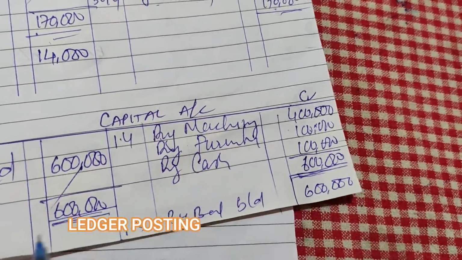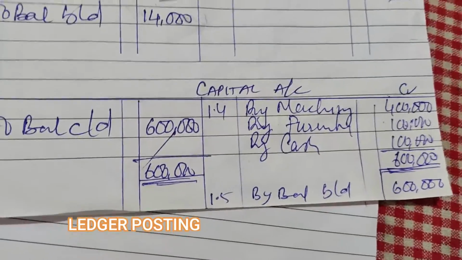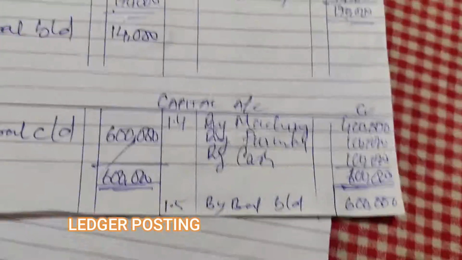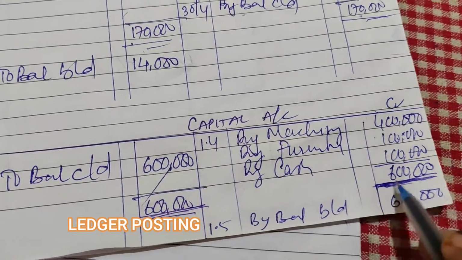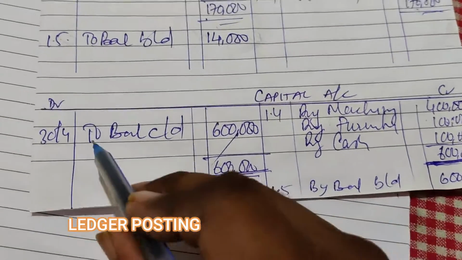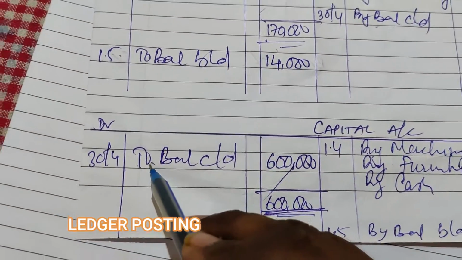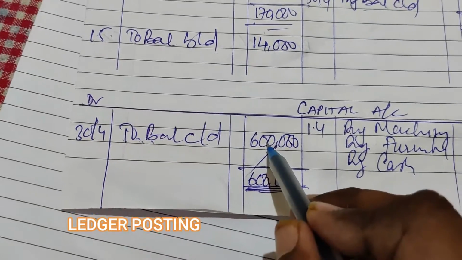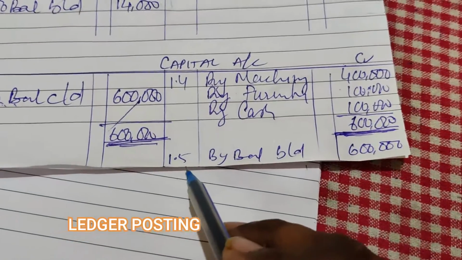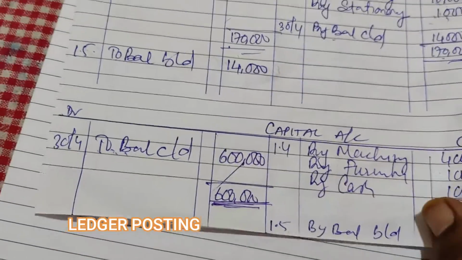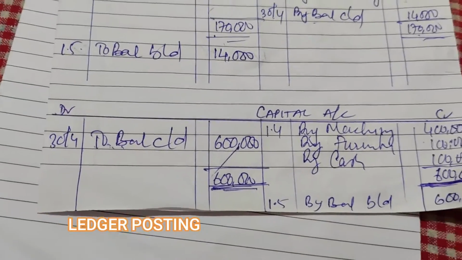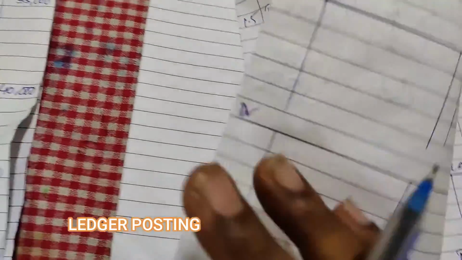The double underline means the account is closed, in the month of April. Now, whatever is the closing figure on 30 April, 6 lakh, that will be the opening balance in the next month. On 1st May it will be balance brought down, 6 lakhs. So nothing more to do with that. Okay, this is how we prepare the partner's capital account.